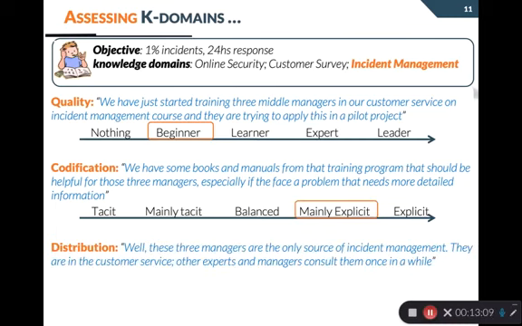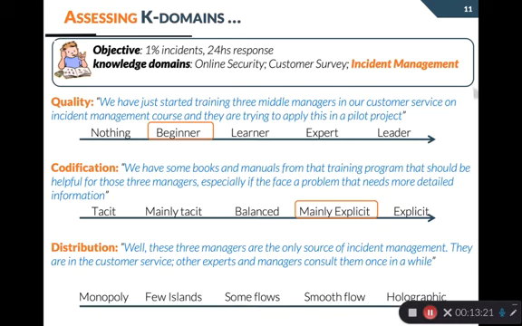And then comes the distribution. And this is again another quotation from a manager in the organization talking about the distribution of incident management. And you can map this knowledge domain on the spectrum of the distribution. So this is just an example that shows how, from discussions with managers and doing interviews with them, you can get a feeling about the situation of the knowledge domains.